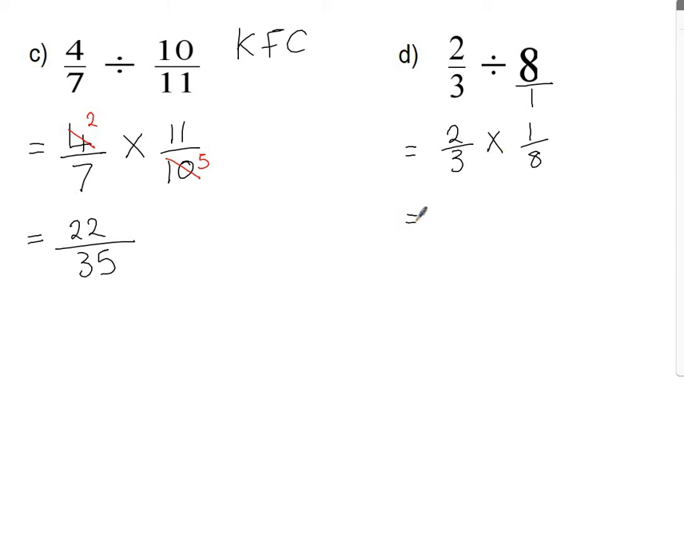Now we will multiply. Let's see if we can cross cancel. Does anything go into 2 and 8? Yes, 2 goes into 2 and 8. So 2 goes into 2 once, 2 goes into 8 4 times. Does anything go into 1 and 3? No, other than 1, and we cannot cancel downwards either. So this is just 1 times 1, which is 1, over 3 times 4, which is 12. And that is in its simplest form.